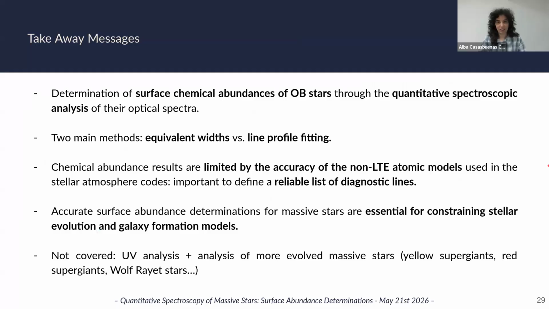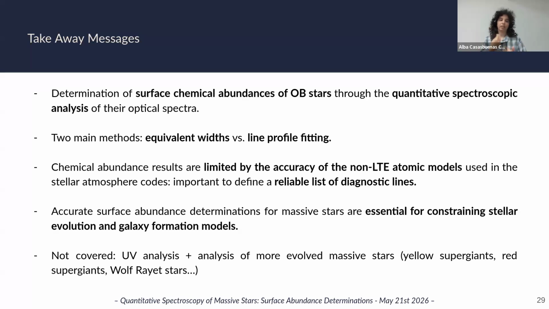So that was all for the lecture. I just wanted to remind a bit of what we went over. We went over how we can determine surface chemical abundances of OB stars through the quantitative spectroscopic analysis of their optical spectra by two main methods, the equivalent width method and the line profile fitting method. And we saw why each of them is good in its own way.